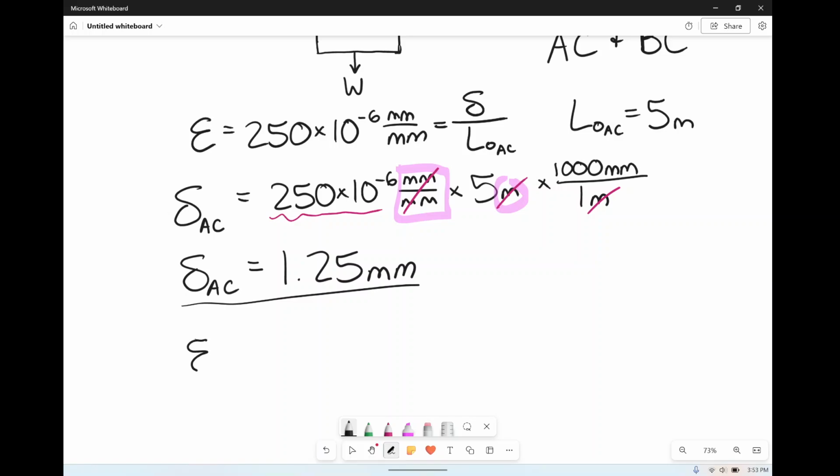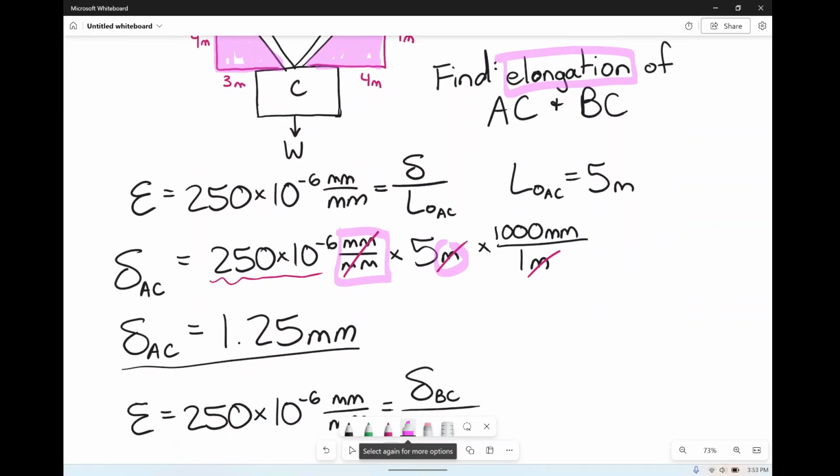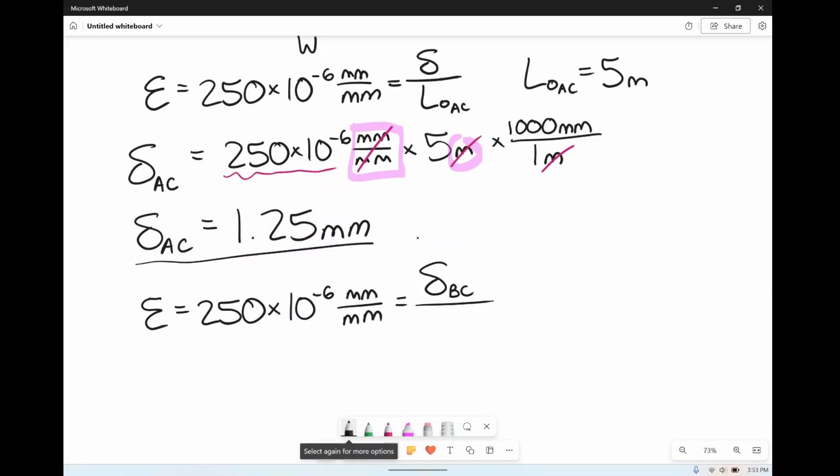Same thing. We have that the strain is 250 times 10 to the negative 6 millimeters per millimeter, and that's equal to the deformation I want to find now for BC over the original length. Now technically it's a 1, 1, square root of 2 triangle, or in this case, 4, 4, and then 4 times the square root of 2. So technically our original length is not that. It is 4 times the square root of 2.